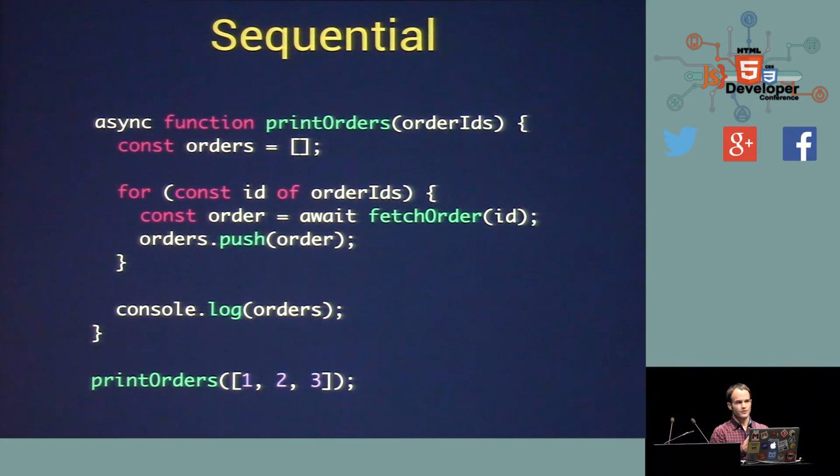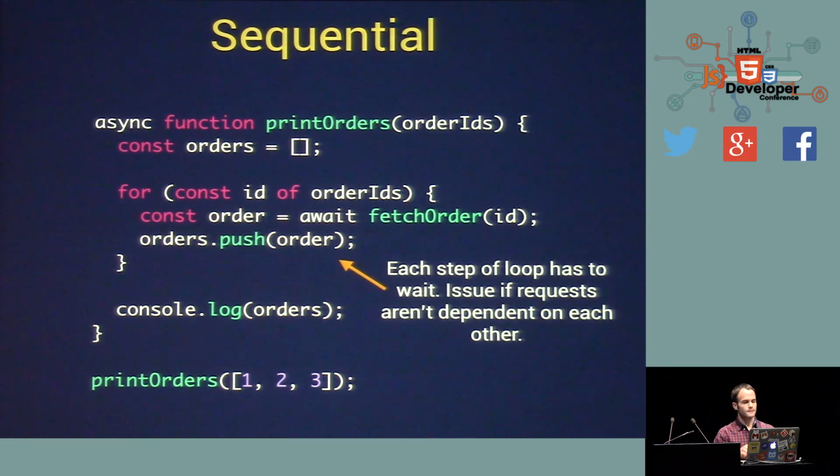One naive approach we might take is to create an orders array to hold each order, and then we'll loop over each awaited request, because just like we can use try-catch blocks, we can use for loops over these asynchronous calls in async functions. So we're going to await each order. Once we get it, we'll push it into the array, and then finally we can log the orders out. But do you notice the problem here?